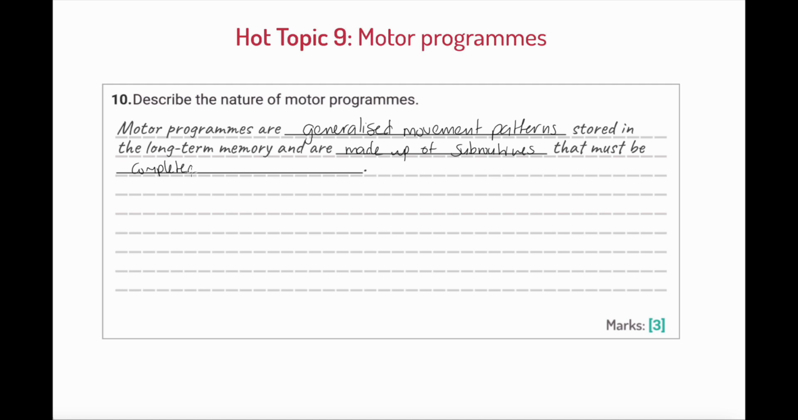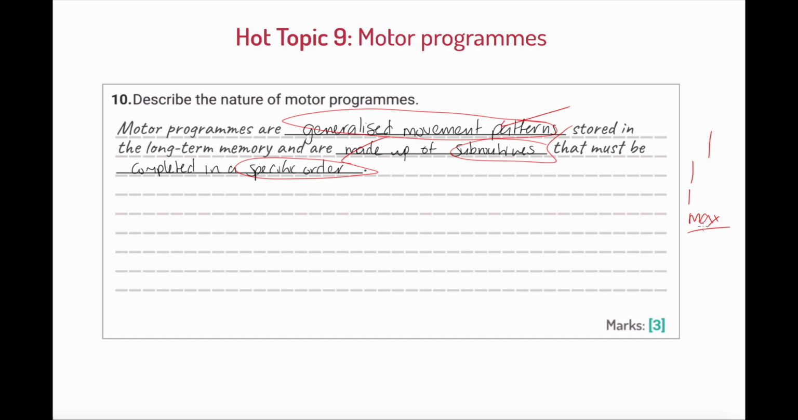We've got a couple of things here that I just mentioned to you. I'll just mark this, by the way, we've got to get 3 marks here. So we've got generalized movement patterns, that's going to get us a mark. We've got subroutines, that's going to get us a mark. And we've got the specific order, and that's going to get us a mark, and it's going to get us our max in that way.